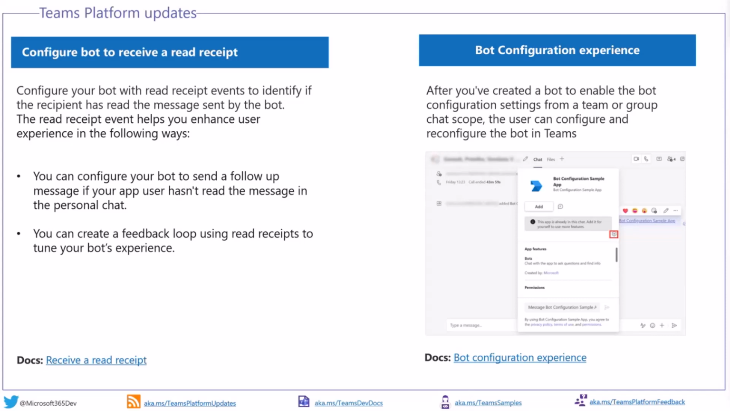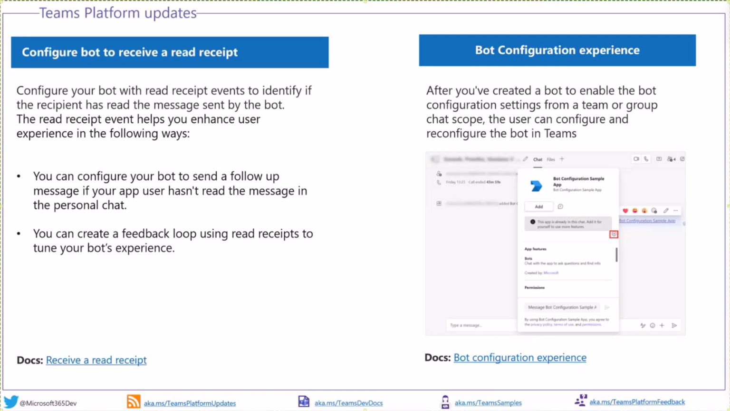Hi, everyone. So we do have two updates today. Firstly, as you may be aware, the read receipts setting in Teams allows the sender of a chat message to be notified when their message was read by the recipient in a one-on-one or group chat. When the recipient reads the message, the seen icon appears next to the message. Similarly, now you can also configure your bot to receive read receipt events through the read receipt settings. So do try it out.